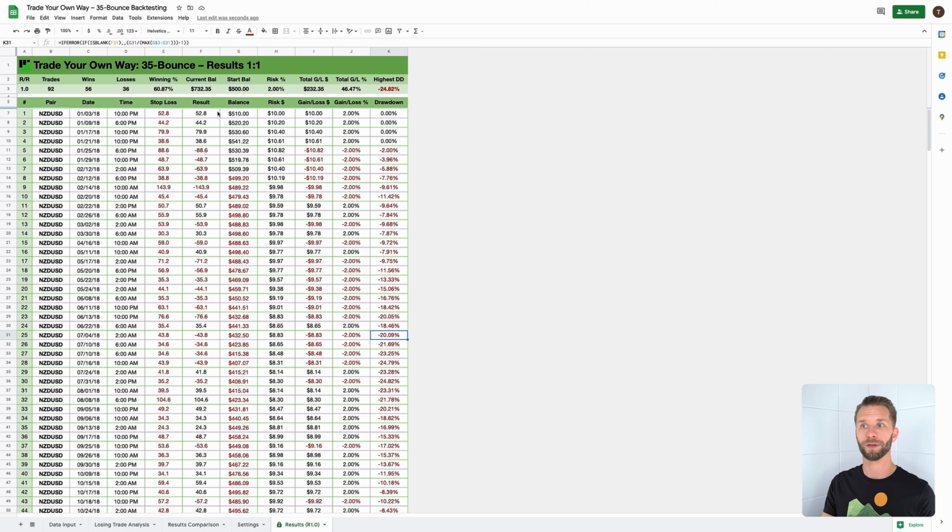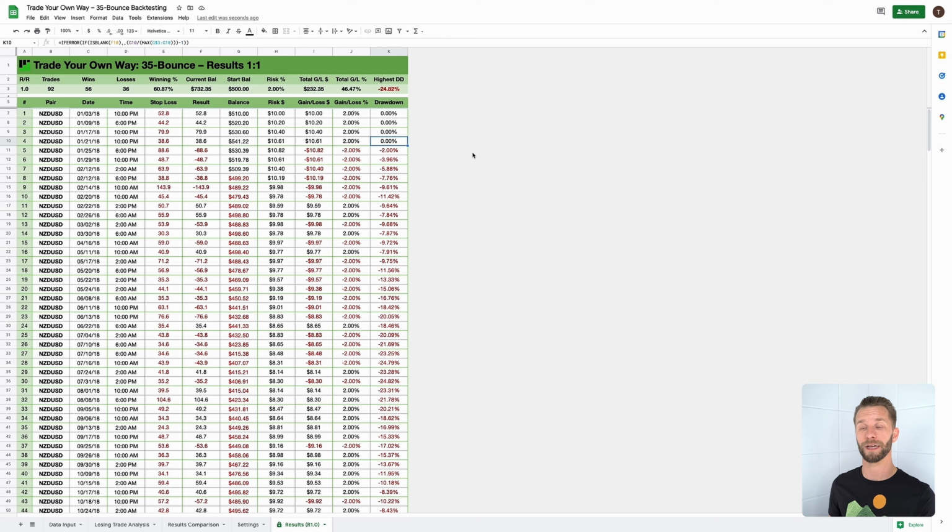Now if we go back to our results 1.0 sheet, now you can see this whole sheet has come to life. So you can see now when we win a trade, our account balance goes up, and when we lose trades, our account balance goes down. So all the same info from the start of the sheet, apart from our result, is now showing what our actual result is based on the trade, what our account balance is, how much we risked, how much we gained or lost, what gain and loss percentage we're at, and drawdown.